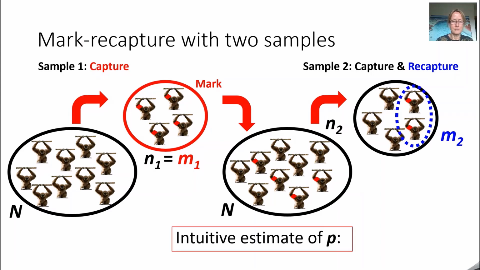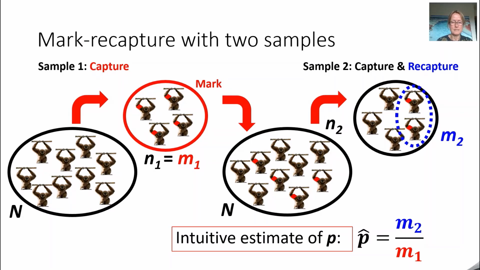We're now going to use this information to create an intuitive estimator of p, the parameter, the probability of being detected. If n2 is a representative sample of the whole population, p is simply the proportion of marked animals in the second sample. In other words, p equals m2 divided by the number of marked animals in the population, which is m1. You can also ask what proportion of the marked animals are we recapturing with sample 2.